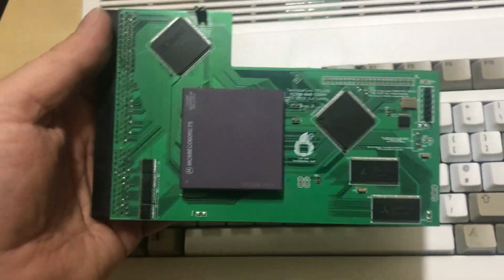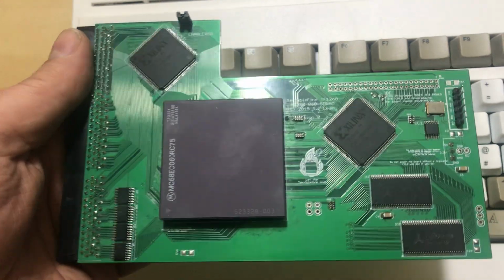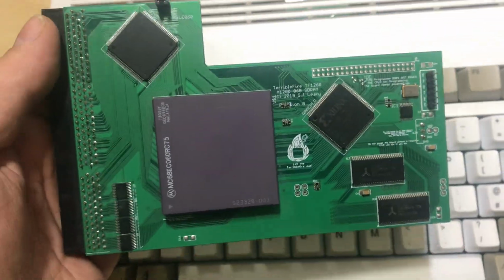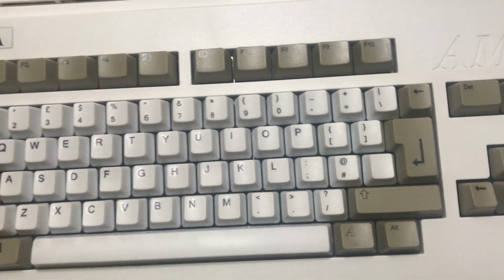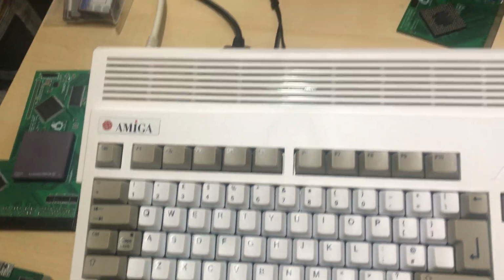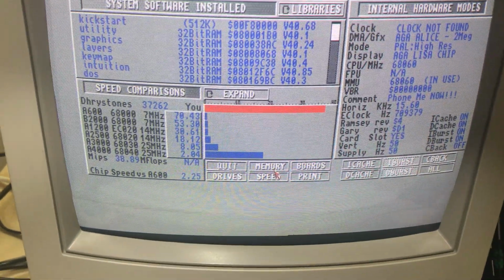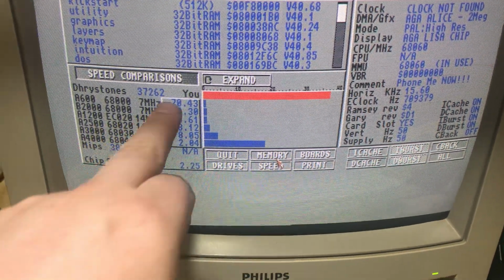So yeah, this card will clock up to 100 megahertz. Some guys have had it more than that, but you'd have to be putting other crystals on there to get that, like 26, 27 megahertz crystals. Just a quick look at the speed again.